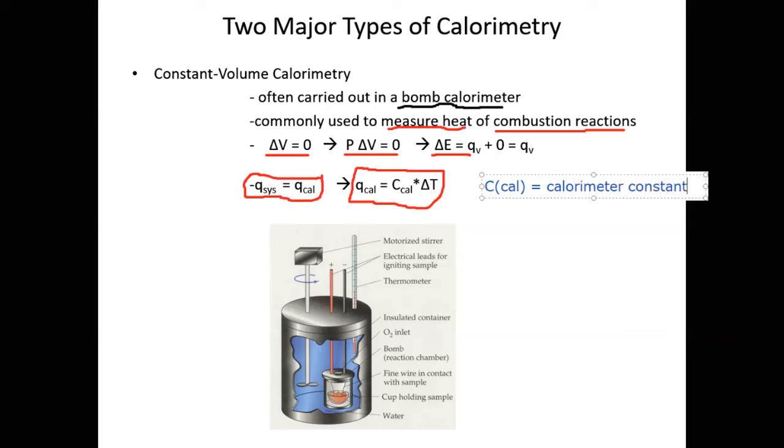So typically with bomb calorimetry, you assume the water is part of the calorimeter, but sometimes they may give you extra information about the water and the calorimeter. But Ccal is the calorimeter constant. Delta T is the change in the calorimeter's temperature. And then we can determine the heat absorbed by the calorimeter and then the heat released by the system.